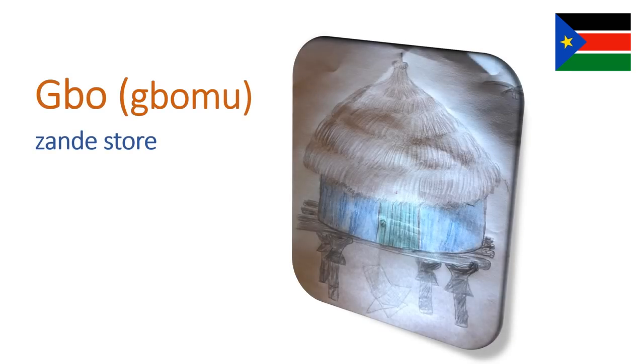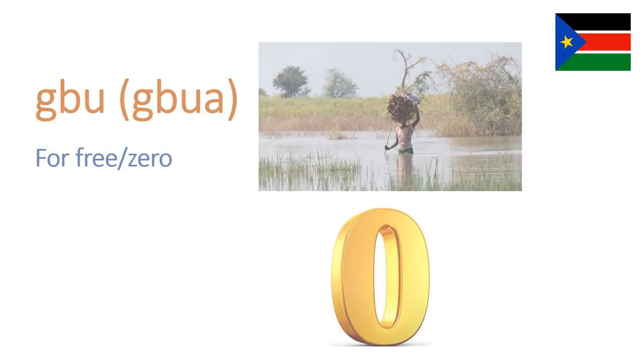Bo, bomu. This is how the Azande stores look like, and it is where we keep our food items or our most important things. Bu, boin, that is for free, and water in our land is for free. Also, boin can mean zero. Boin, san, we, biata, zero, one, two, three.